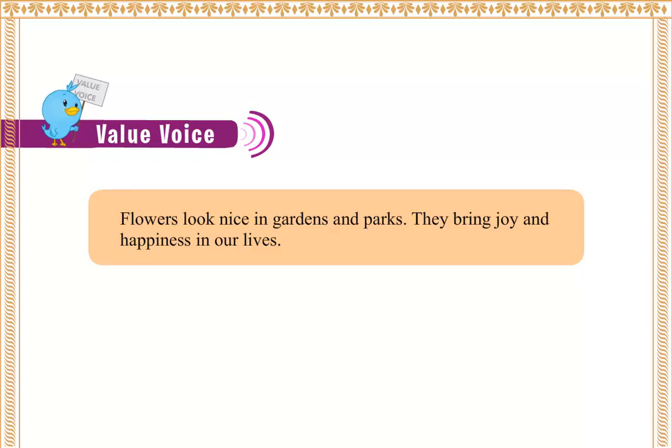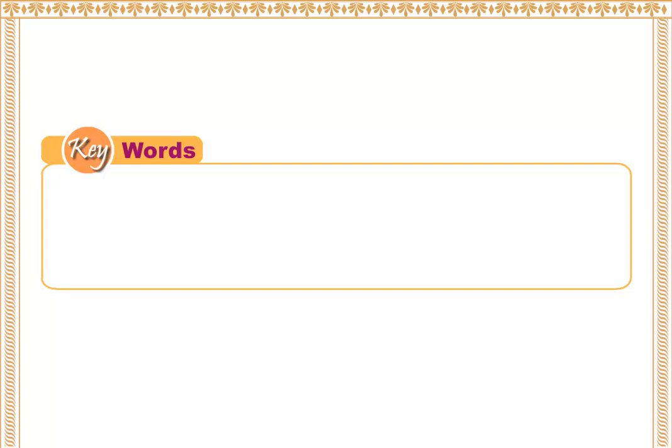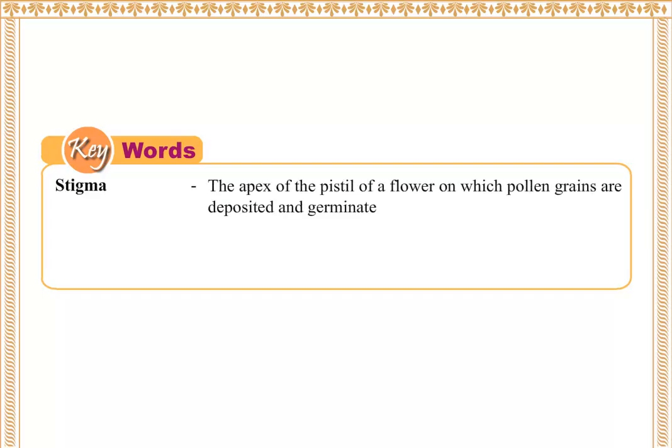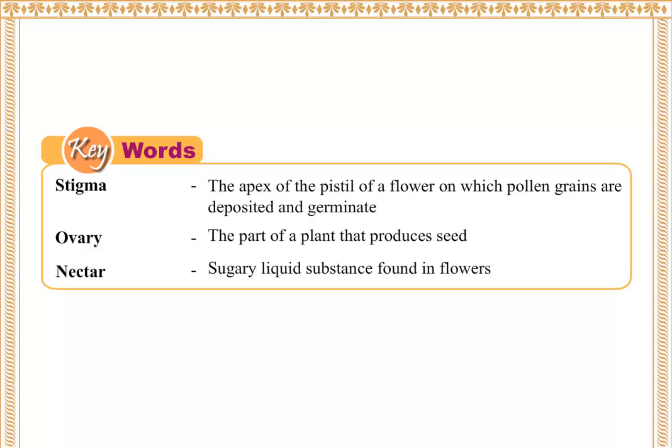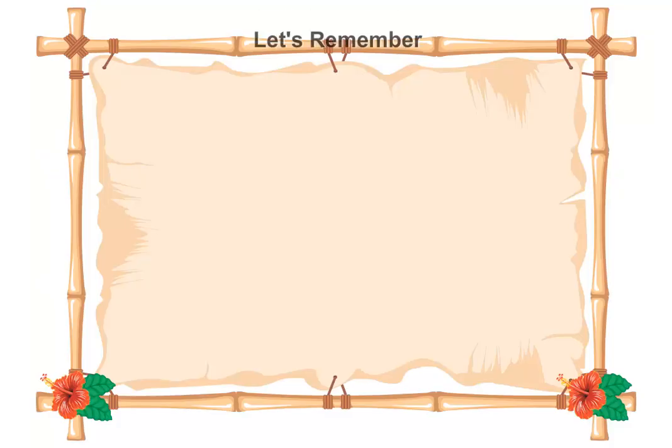They bring joy and happiness in our lives. Key words. Stigma. The apex of the pistil of a flower on which pollen grains are deposited and germinate. Ovary. The part of a plant that produces seed. Nectar. Sugary liquid substance found in flowers.